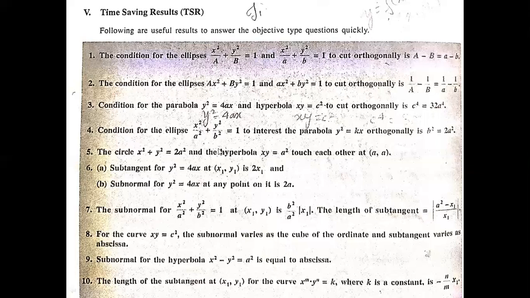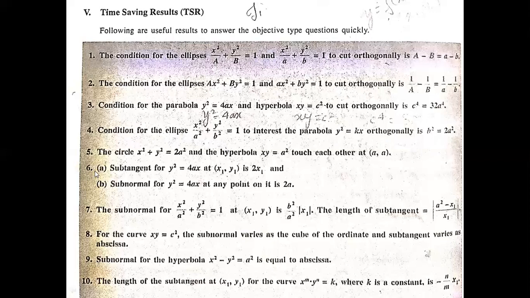Next, the fourth point, the condition for the ellipse x²/a² + y²/b² = 1 to intersect the parabola y² = kx orthogonally is b² = 2a. The condition for the ellipse x²/a² + y²/b² = 1 to intersect the parabola y² = kx orthogonally is b² = 2a.